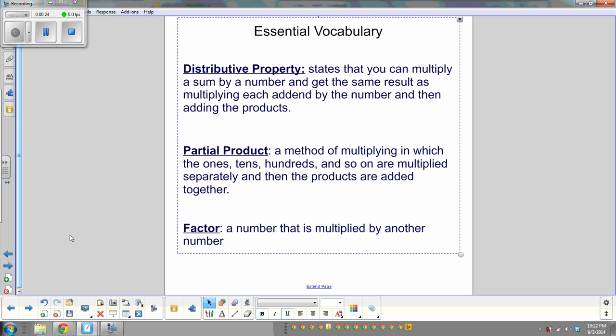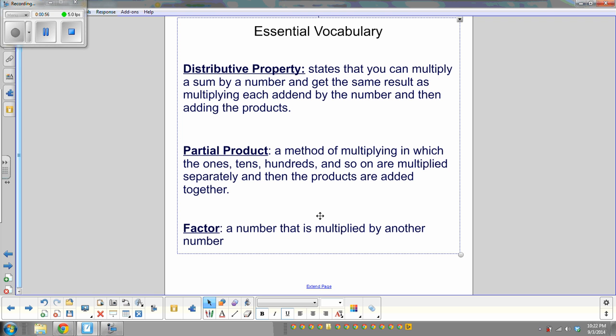Some vocabulary you need to know, not necessarily for this lesson, but for the entire chapter, are these three things. Distributive property. Distributive property states that you can multiply a sum, which is after the equal sign, by a number and get the same result as multiplying each add-in, which is each number that is in that equation, by the number and then adding the product. A whole lot of mess here you probably don't understand, so just go ahead and leave a space underneath it, and as we go along in the chapter, we'll explain that more and give examples.